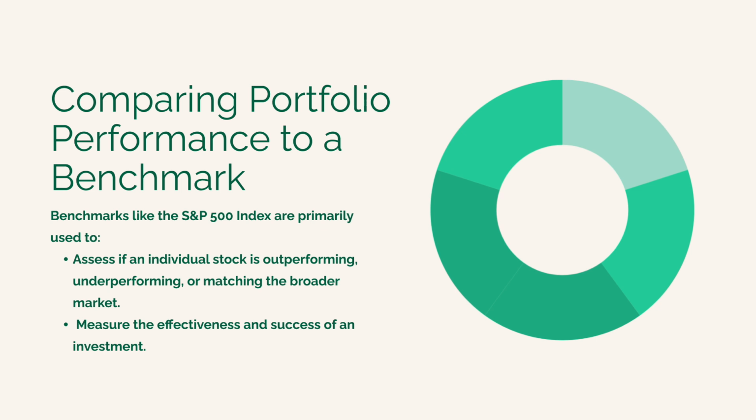So a stock could be having a trend where it's actually underperforming, which means it's not increasing in value as much as the market is. It also measures the effectiveness and success of an investment. So that's the two main uses of comparing portfolio performance to a benchmark.